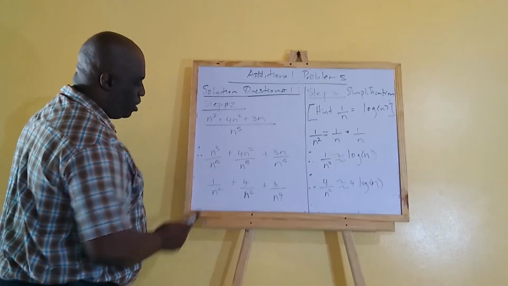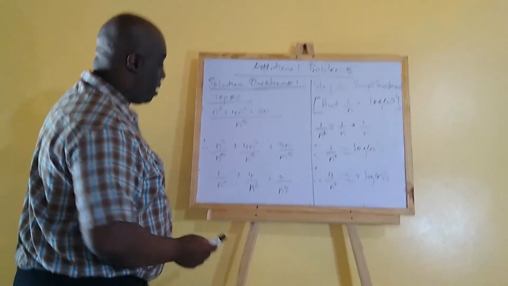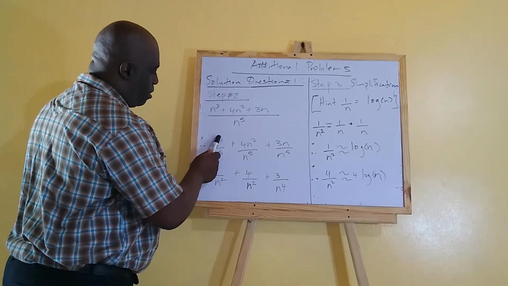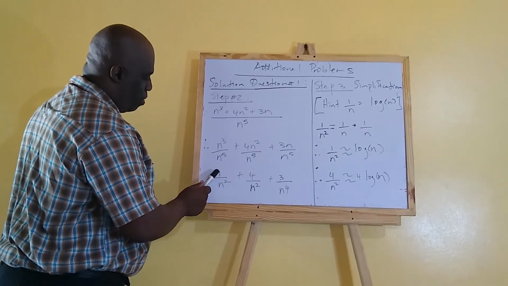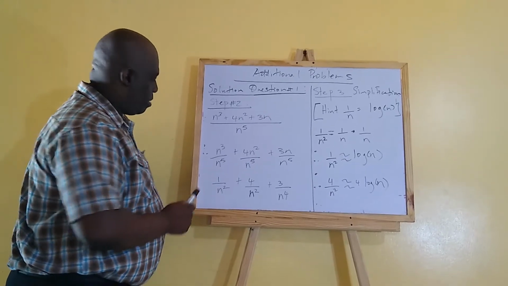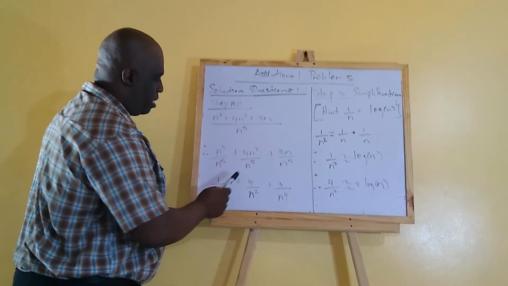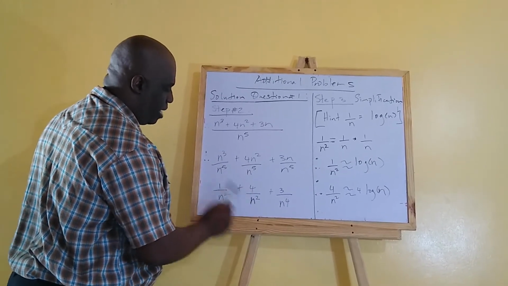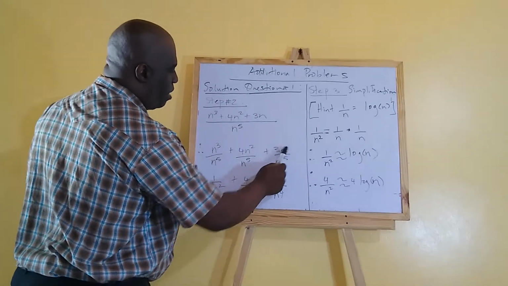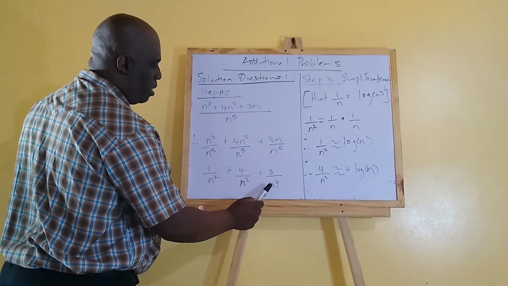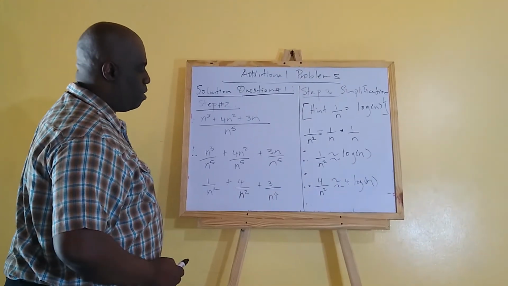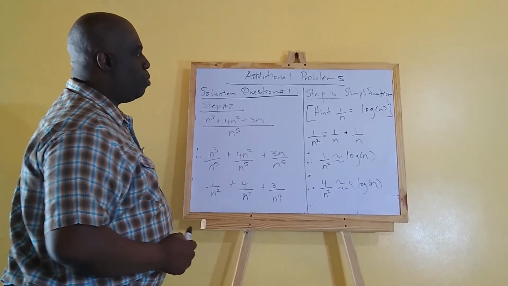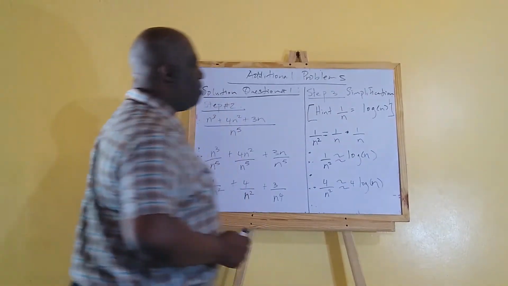Such that when I reduce this, and the power of indices apply here, pre-calculus and calculus, for those who don't remember, n cubed over n to the 5th is the same thing as what? 1 over n squared, because I'm subtracting the indices. Then I have 4n squared over n to the 5th is the same thing as what? 4 over n squared. 3n over n to the 5th is the same thing as what? N raised to the power 4. So now, this is what we have as the reduced equation. So we move to step 3 to further simplify.